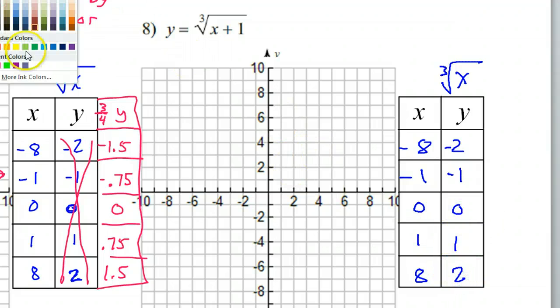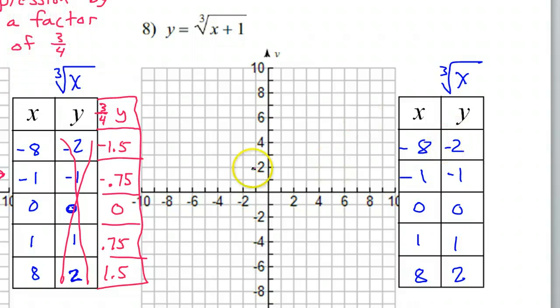Let's go ahead and graph those points, since there's no A value to apply, but do not connect them. So -8, -2, -1, -1, 0, 0, 1, 1, 8, 2.